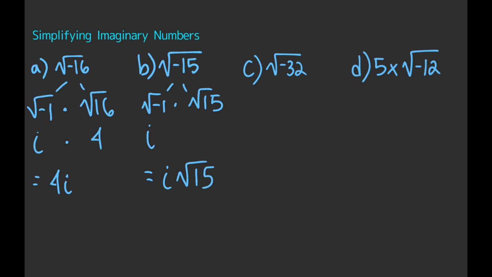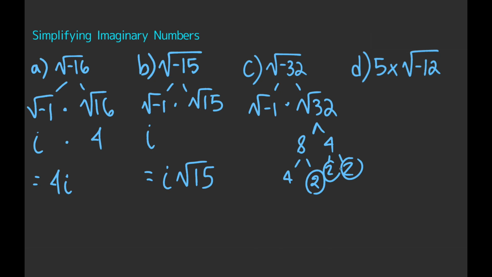On to example C. We'll start out the same way by taking out the square root of -1, and we'll have the square root of -1 times the square root of 32. We can simplify the square root of 32 using the tree method. Of course, use whatever method you want, but I prefer the tree method. So we'll find multiples of 32, 8 and 4. Find multiples of that. Circle the prime numbers. And since we're working with a square root, we're going to find pairs.